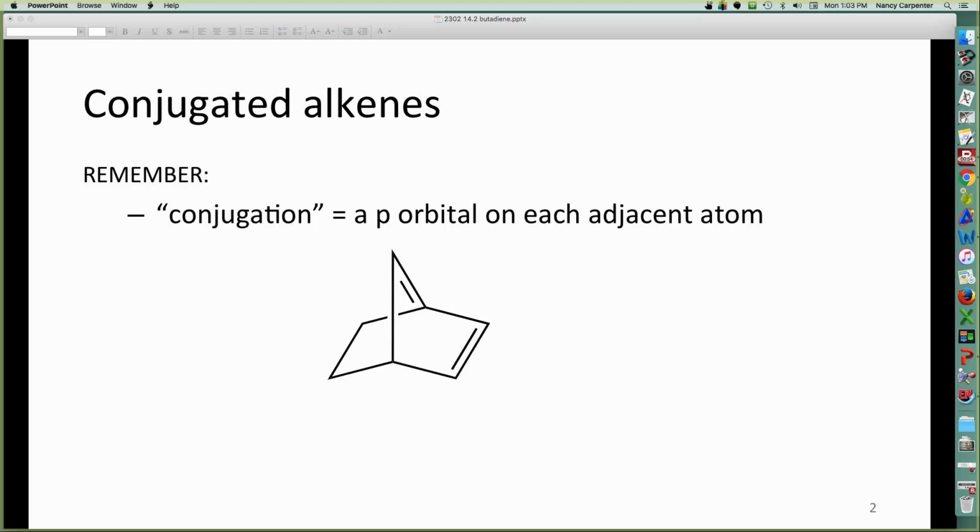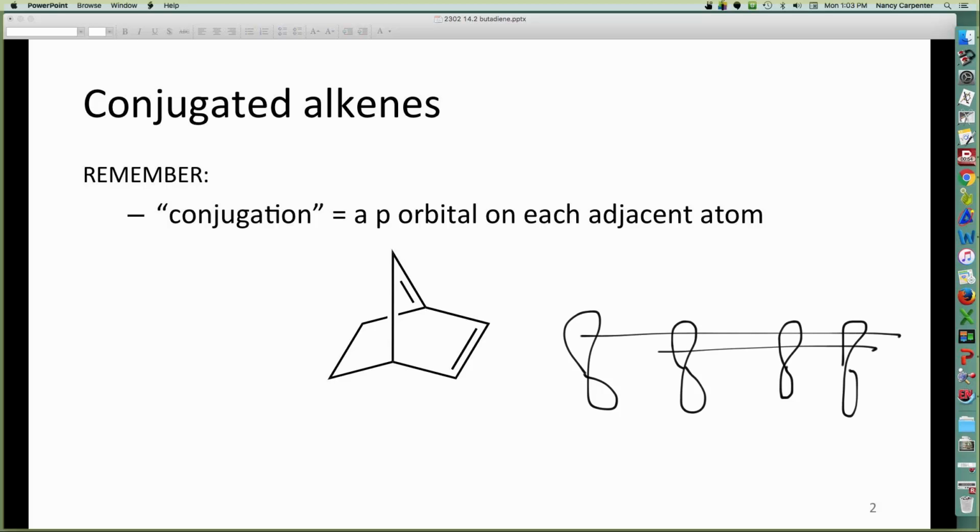This is not a conjugated system. Why not? Well, conjugation means that these adjacent p orbitals must be able to overlap, which means they must be in the same plane. And clearly, these two are not in the same plane as these two. So there's no way these two can overlap. They're at 90 degrees to one another, so this would not be a conjugated system.